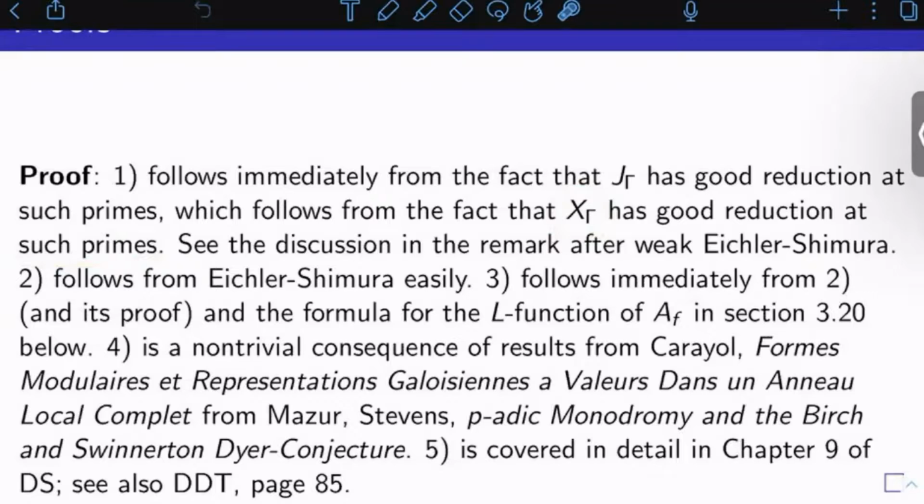See the discussion in the remark after the weak form of Eichler-Shimura I gave you in the Eichler-Shimura video, for example. 2 basically follows easily from Eichler-Shimura. I don't remember the details of the proof, but it's easy. Okay. 3 follows immediately from 2 and its proof, and the formula for the L-function of A_F, which I will give you later in section 3.20. So that's in a future video.